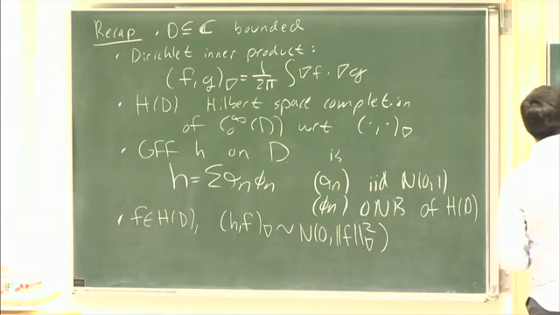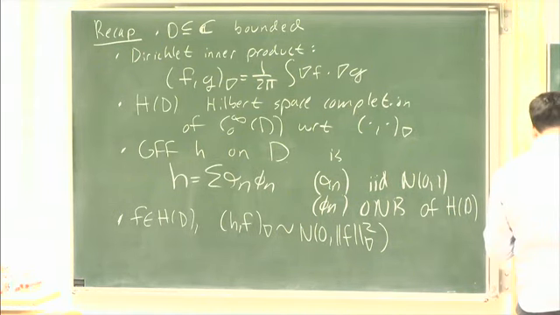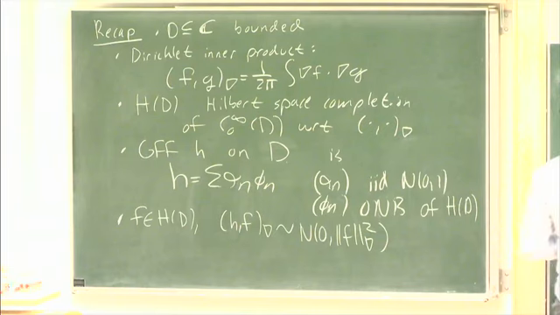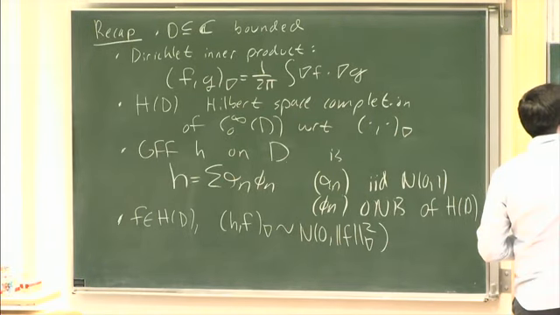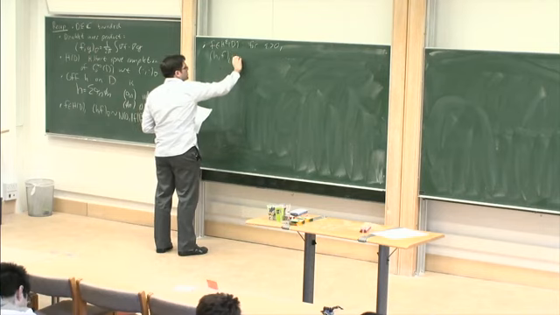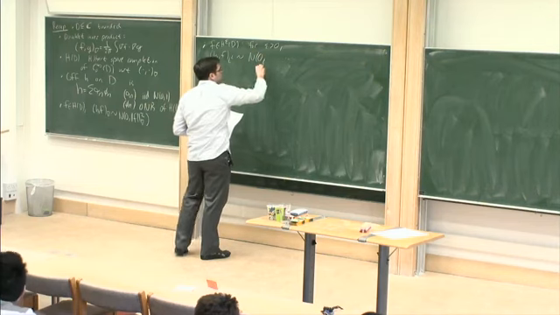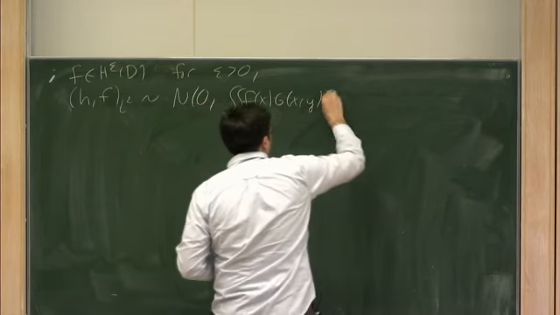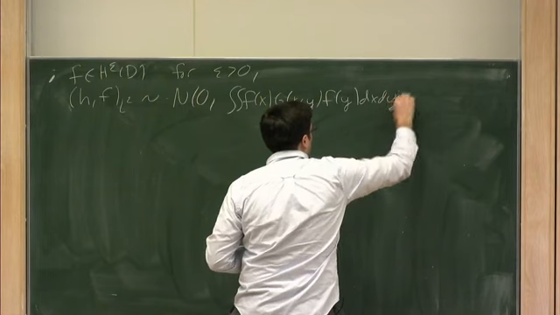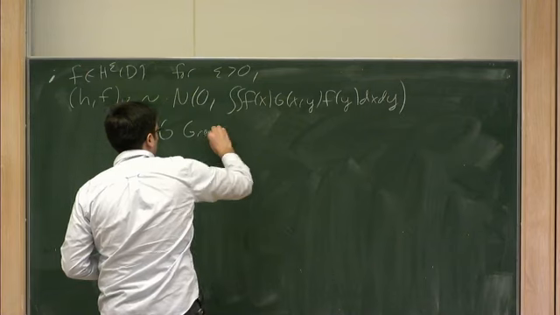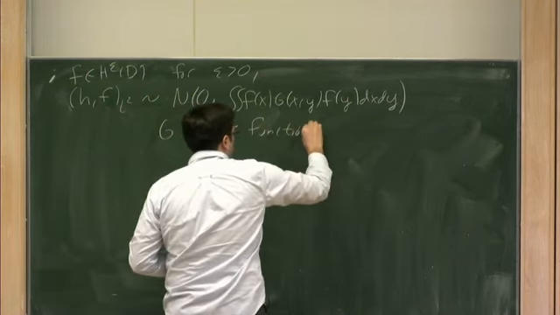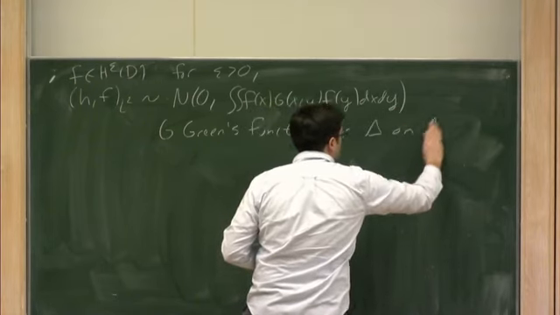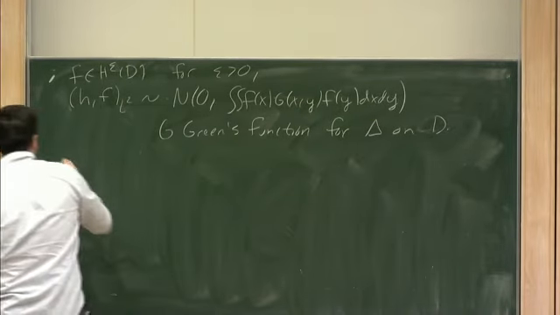And then what else did we do? We also showed that if f is in H epsilon of D for epsilon positive, then we can make sense of the L2 inner product of h with f, and this is going to be a normal random variable with mean 0 and variance given by what you get when you integrate your test function against the Green's function for the Laplacian on D.